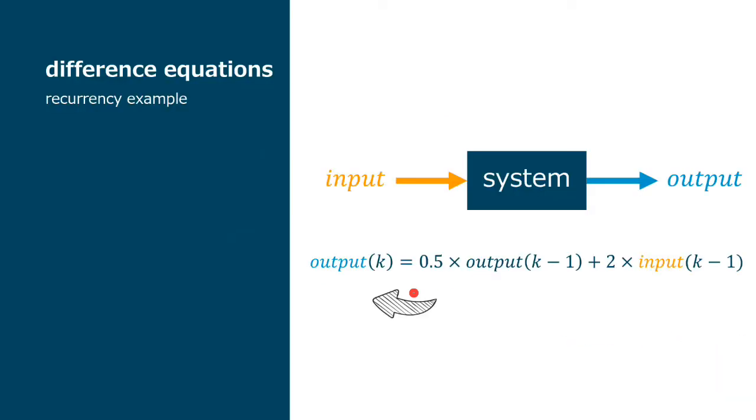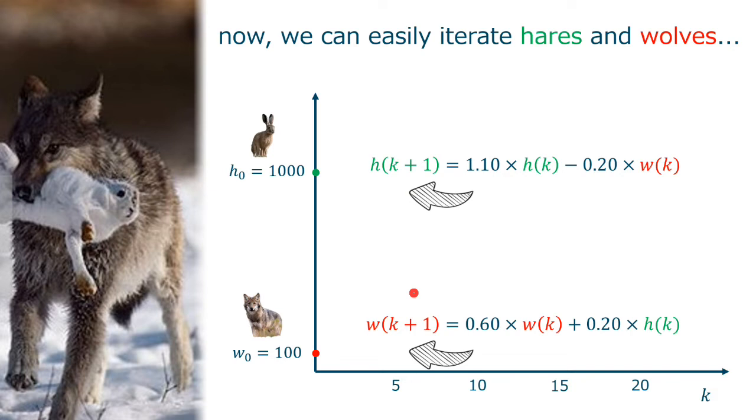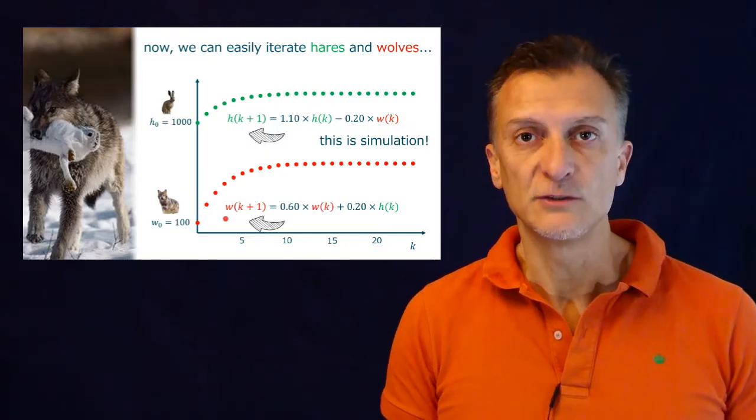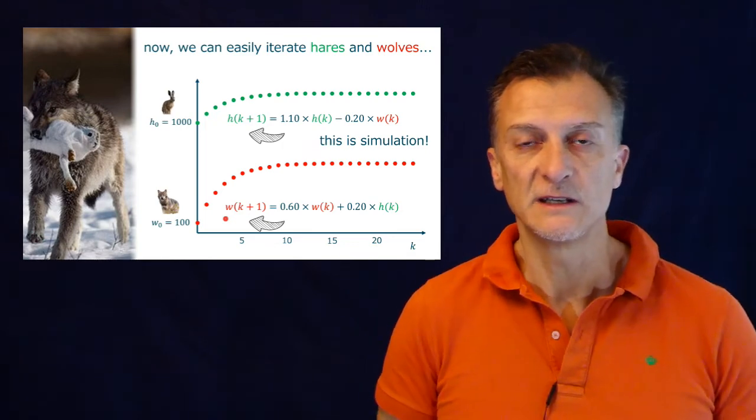If you have an equation, a difference equation, that's a name we should remember, it will be a recurrence. In this recurrence, the next output depends on the present output and the present input, and then we recurse to compute the next. So in the example of the hares and the wolves, we have these two equations, and these are recurrent equations, so these are difference equations. We can just iterate and get the next value, next value, next value, and we do the simulation of the system. And this is an example to introduce what a discrete time system is.